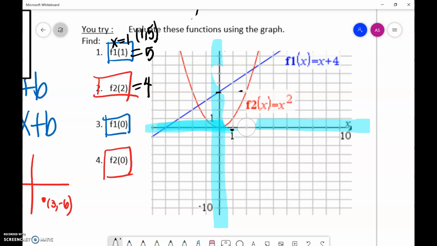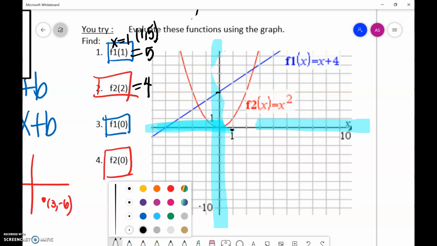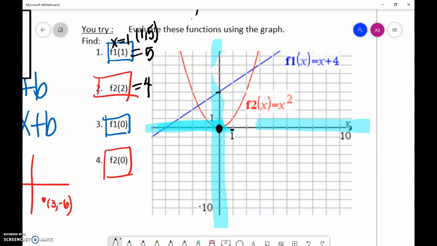Okay. So now let's do the next one. They gave me x is 0 this time. So this is your origin, right? Whenever you have (0, 0), that's your origin. So I'm going to go up to the blue one. And this point here is (0, 4). So I'm going to say when f of 0, or when x is 0, my y is going to be 4 for my function 1. And lastly, let's look at this next one. We have the second function at x is 0. So actually the red one meets right at the origin. So that answer is going to be 0.